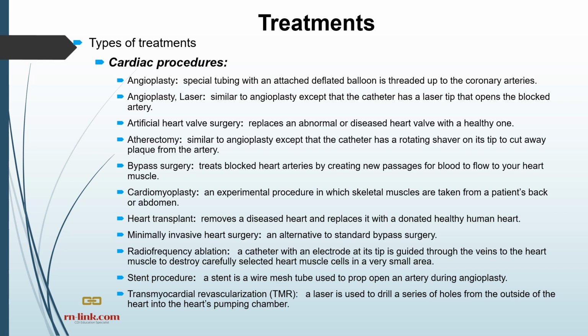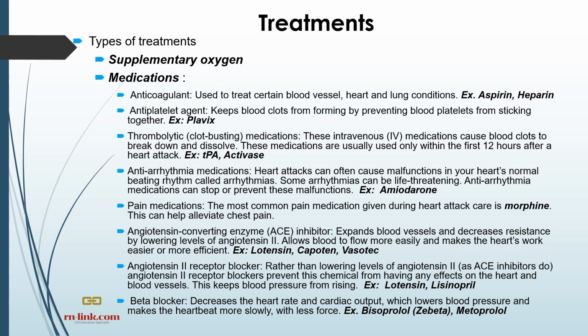pumping chamber. Treatments include supplementary oxygen and medications: anticoagulants, for example aspirin, heparin; antiplatelet agents, for example Plavix; thrombolytic, clot-busting medications, for example TPA, Activase; antiarrhythmia medications, for example amiodarone; pain medications, for example morphine. This can help alleviate chest pain.